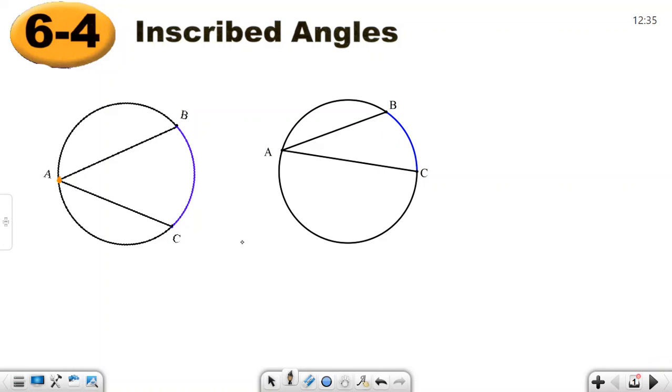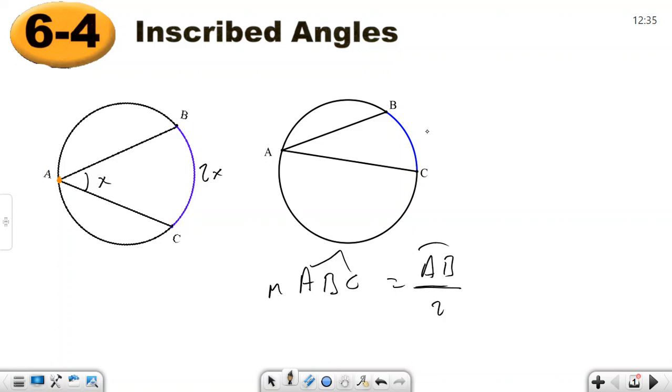Number 6 is inscribed angles. As you see, inscribed angles are inside the circle and their vertex is on the circle. This type of angle is called an inscribed angle, and there's a special property. If the arc BC is 2x, then the angle will be x. That means the measure of angle ABC is half of the arc AB.